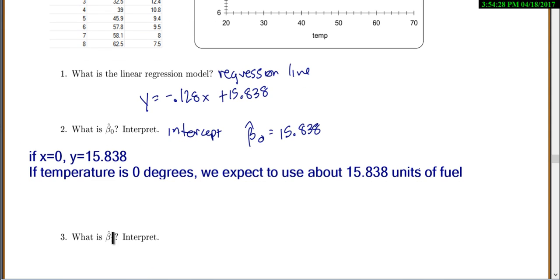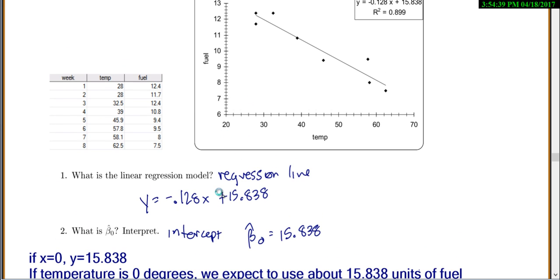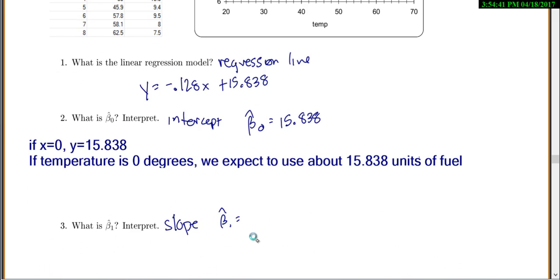Let's look at our next one. What is beta hat 1? And interpret it. That means find the slope. And our estimate of beta 1 is the number with the x, so negative 0.128.